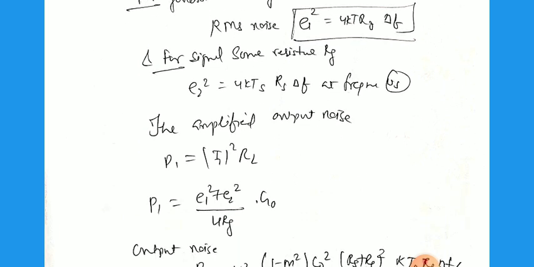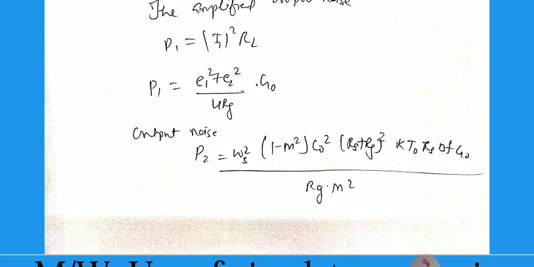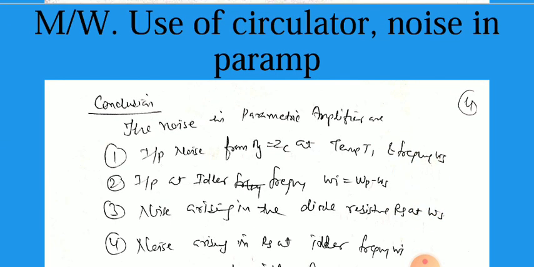So the amplified output noise is P1 equal to I1 square RL, and on substituting the value of I1, we can write P1 equal to E1 square plus E2 square divided by 4Rg, multiplied by the capital G0. And the output noise for this one is P2 equal to omega s square multiplied by 1 minus m square, C0 square plus Rs plus Rg square kT0 Rs delta f G0 divided by Rg m square. So these are the output noise powers.